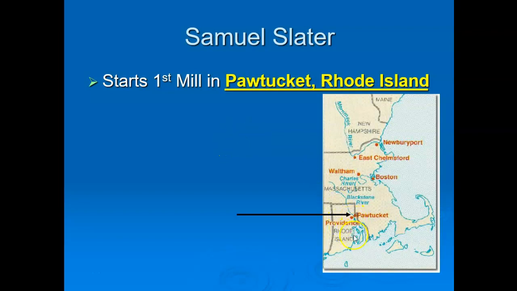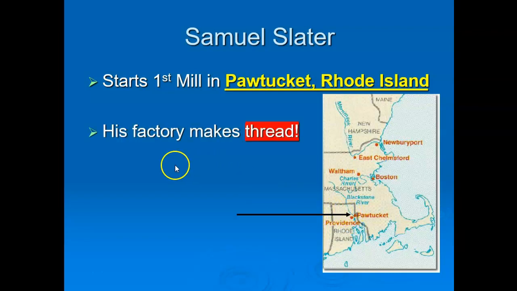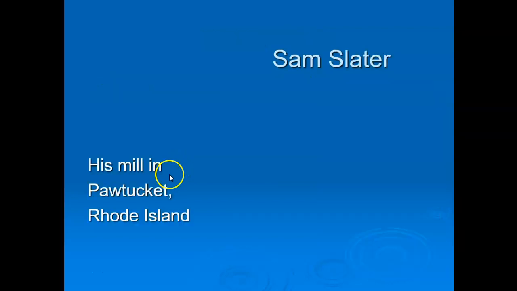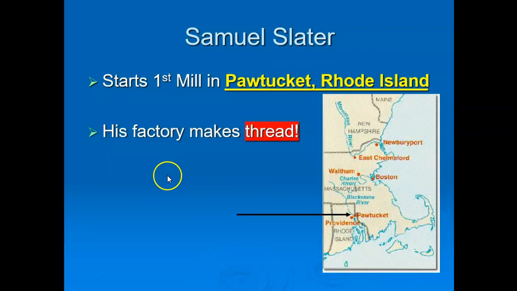That's how we say it, Pawtucket. It's an Indian name. In Pawtucket, Rhode Island. And again, the reason, as you can sort of see it right here, it's on the Blackstone River. So again, the idea of that power source is water. Now his first mill makes just thread. That's it. All it makes is thread. He doesn't make cloth. He just makes thread. Then he ships it out to another factory that just takes that thread and then weaves it into cloth.